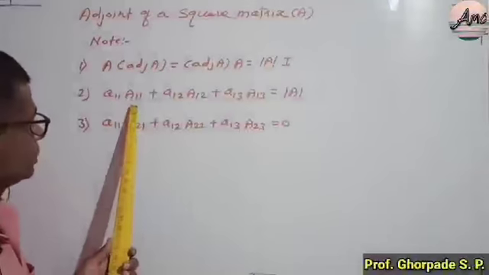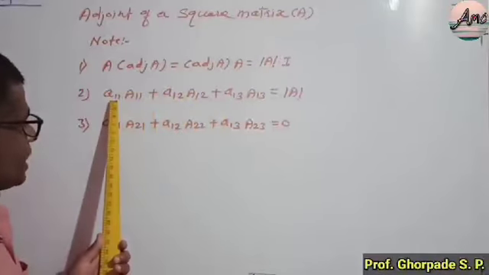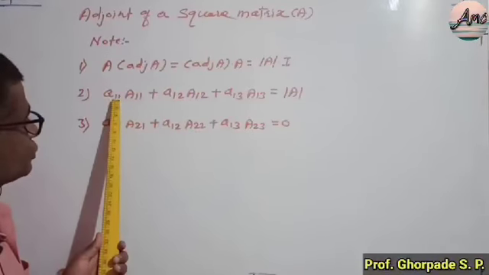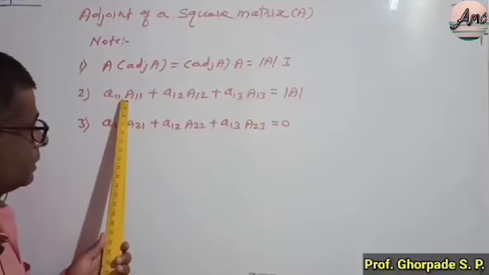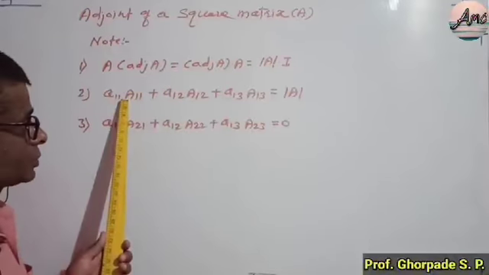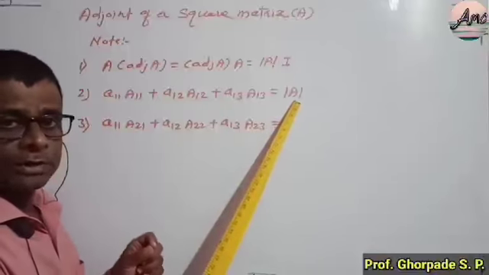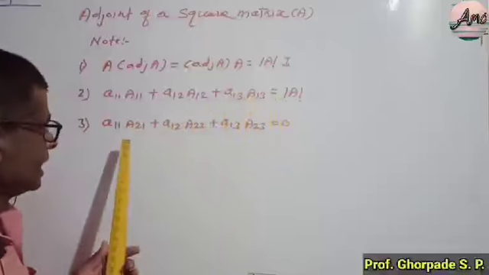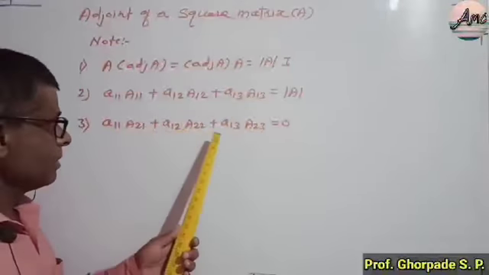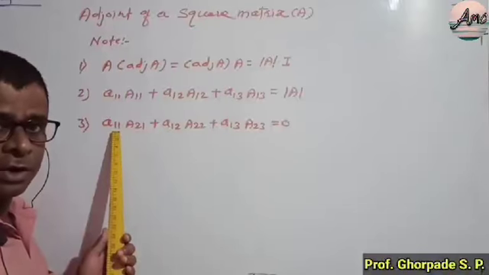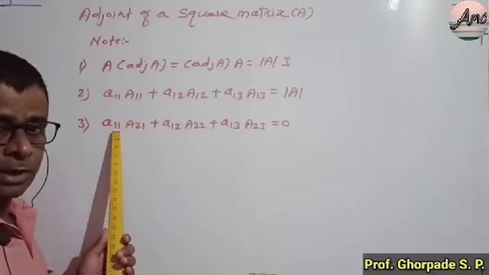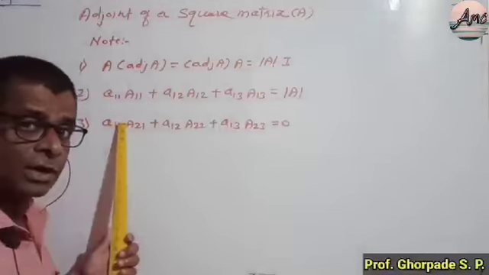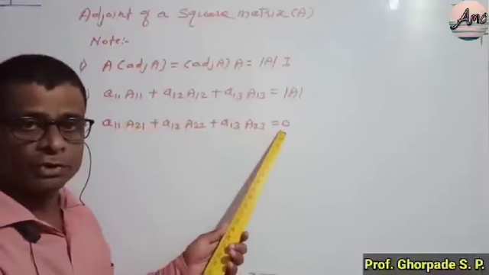Second note, the sum of the product of the elements of any row of a square matrix and its corresponding cofactors is always equal to the value of the determinant of the given matrix. Whereas the sum of the product of the elements of any row and the corresponding cofactors of any other row is always equal to 0.